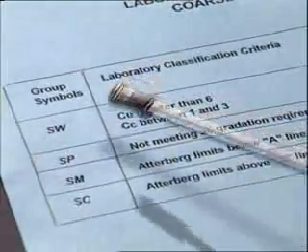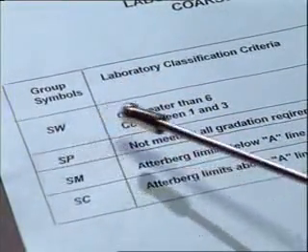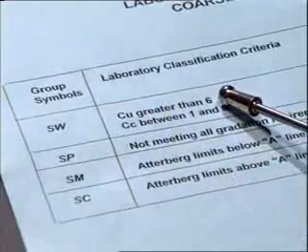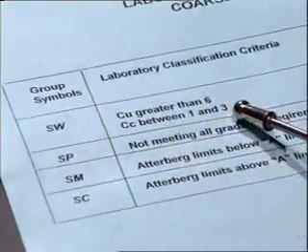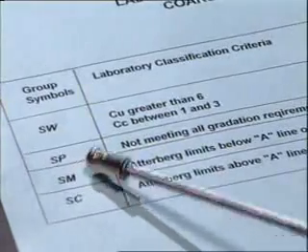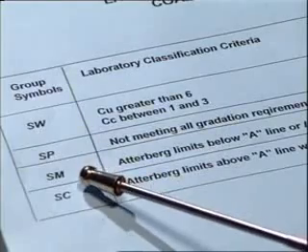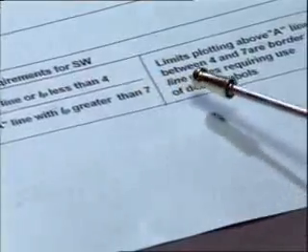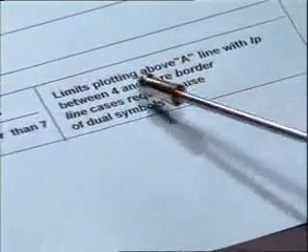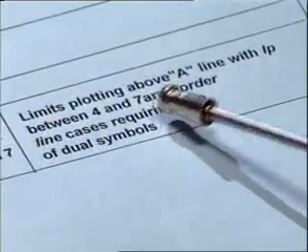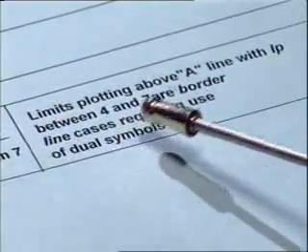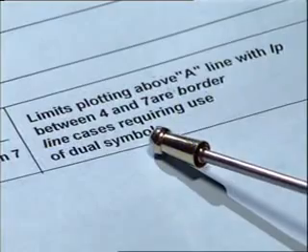Similarly, the classification of soil will be SW if Cu is greater than 6 and Cc between 1 and 3. It will be SP if it is not meeting this requirement, and the classification of soil will be SM if IP is less than 4, and it will be SC if IP is greater than 7. If IP is between 4 and 7, then it will be borderline cases and will require dual symbols.